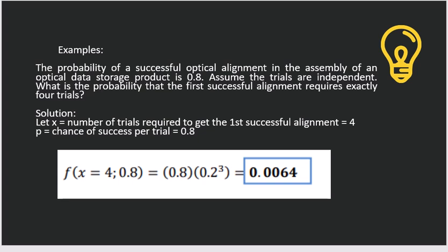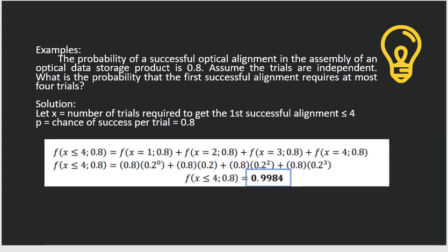So just follow the formula. 0.08 multiplied by 0.92 quantity raised to 3. So you're going to have 0.0064. So let's have another example.